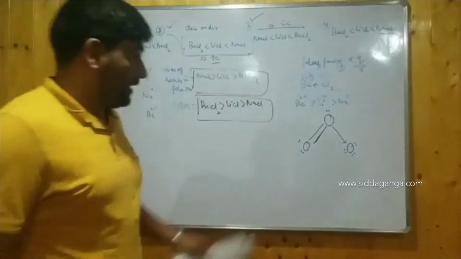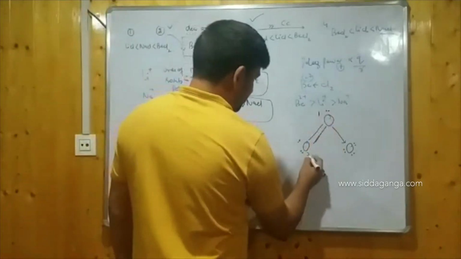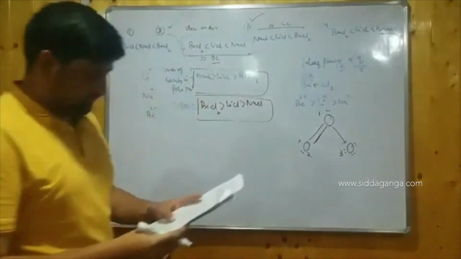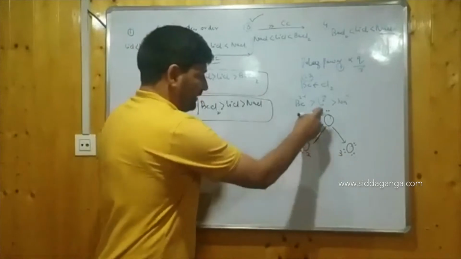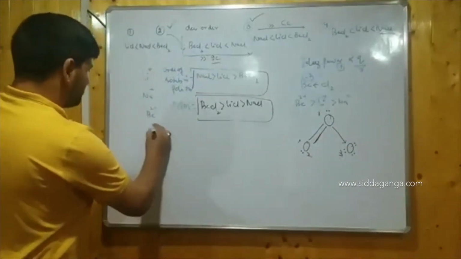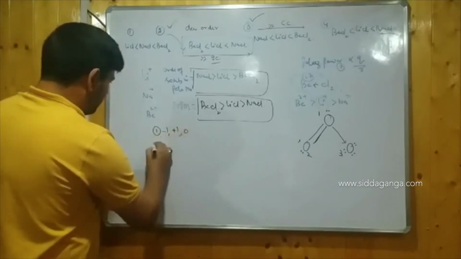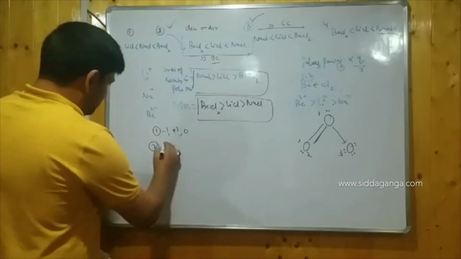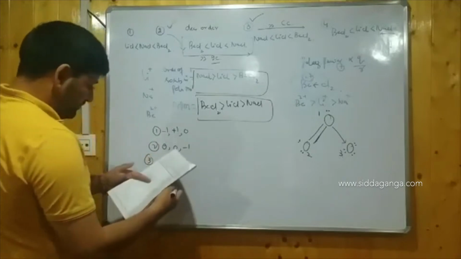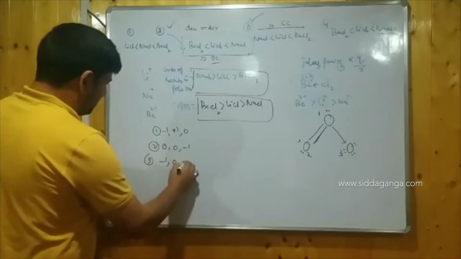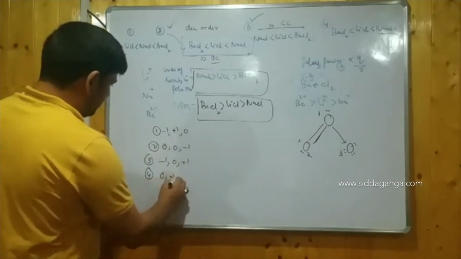Now have a look, children. Labeled 1, 2, and 3. This is 1, this is 2, and this is 3. Our question is the formal charge of oxygen labeled 3, 2, 1 in ozone respectively is. So options are, option 1 is -1, +1, 0. Option 2 is 0, 0, -1. Option 3 is -1, 0, +1. And option 4 is 0, +1, -1.